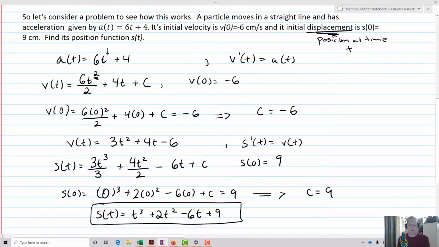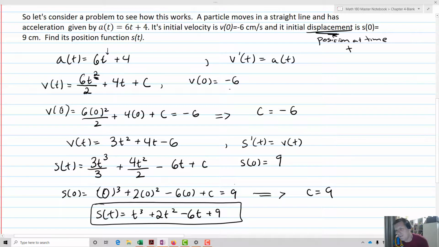And so what did we do? We started out with our acceleration function. We wanted to get to the velocity function, so we took the antiderivative of acceleration, all right? And then we plugged in the initial condition in order to find our constant. Then, once we found our velocity function, we took the antiderivative of velocity to get our position function. And then we used the initial condition to figure out that constant as well. And then that gives me my final position function. And that's how working with physics works, basically, okay?